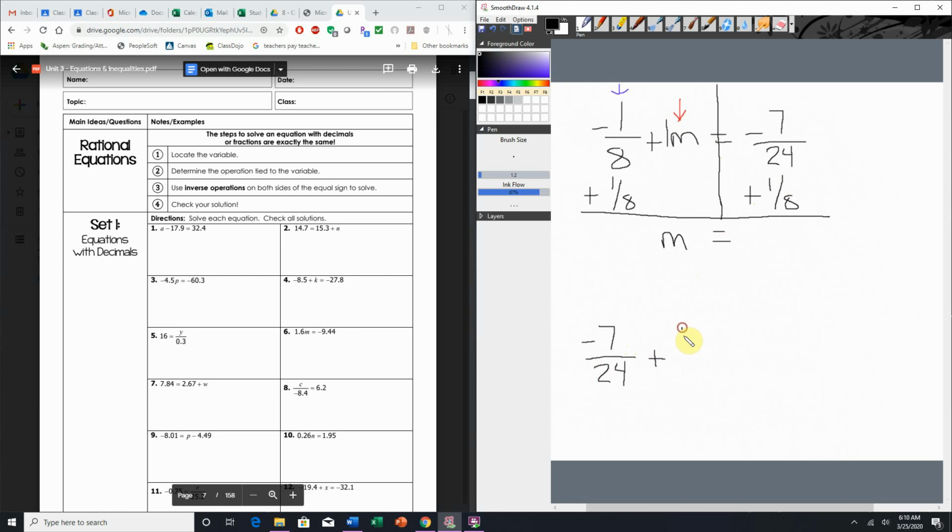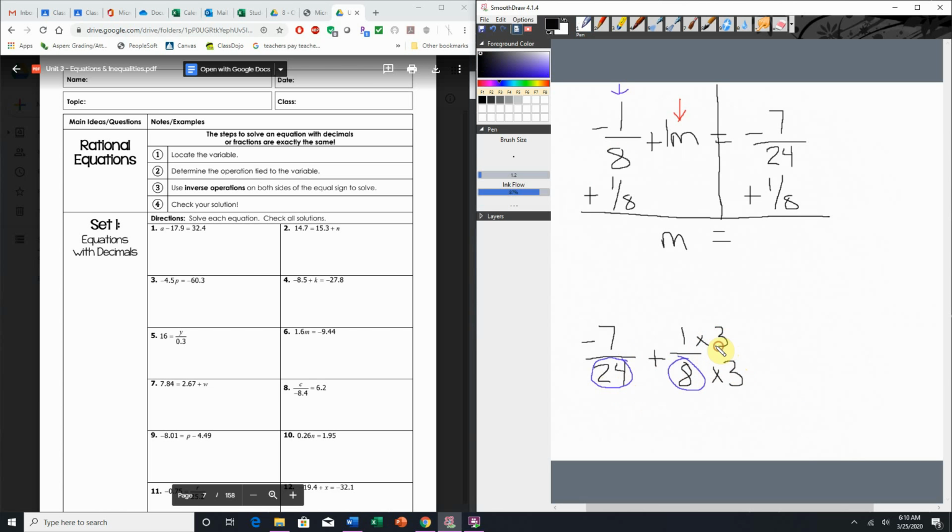plus 1/8. Okay, so same thing, we have to focus on our least common denominator. So we have 24 and 8. So we already have 24, and I know I can multiply 8 somehow to get to 24. So I think that'll be our least common denominator. So what do I have to multiply 8 by? We're going to multiply it by 3.